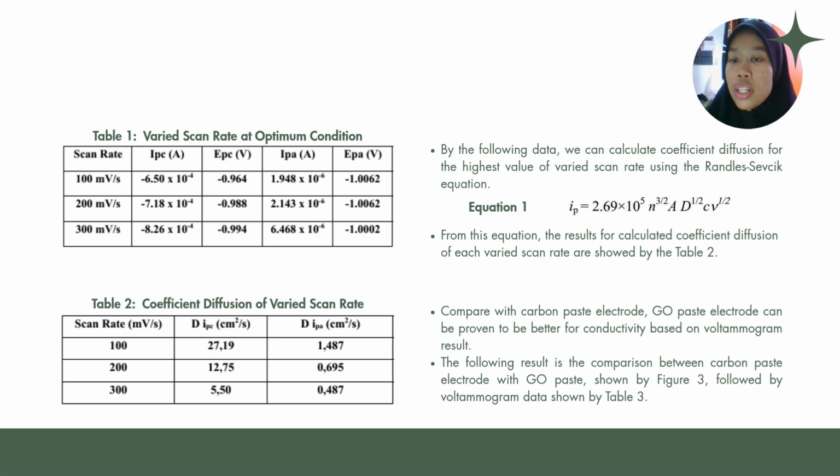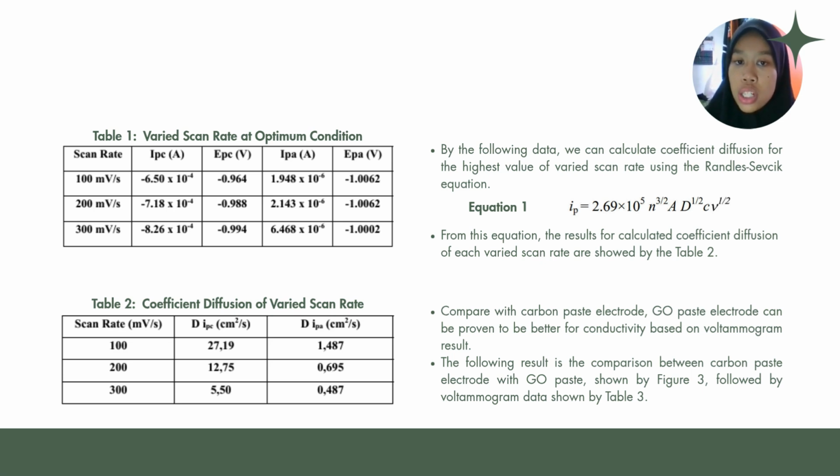This is table 1, and it shows the varied scan rate at optimal conditions. The scan rate is set from 100 to 300 millivolt per second, and these are the results. So by the following data, we can calculate the diffusion coefficient for the highest value of varied scan rate using the Randles-Sevcik equation. This is the equation right here.